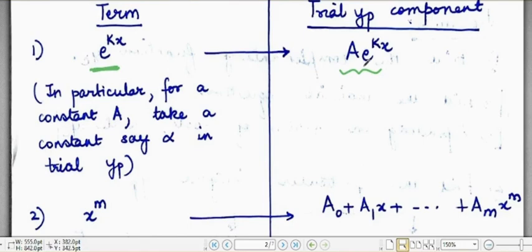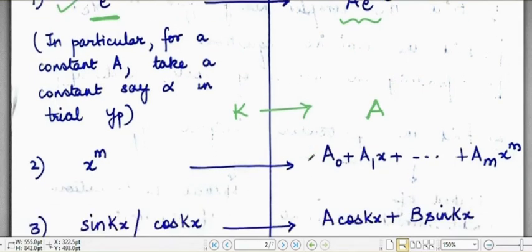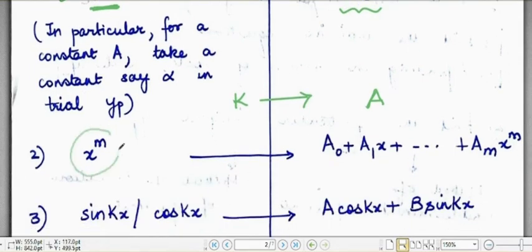We'll discuss that when we come to non-simple problems. So for now, let's stick to simple problems. If it's exponential, just guess a e to power kx. If it's just a constant, say k, then you can just guess a constant a. This can be your trial yp. Now suppose it's a power, say x square, then you will guess ax square plus bx plus c.